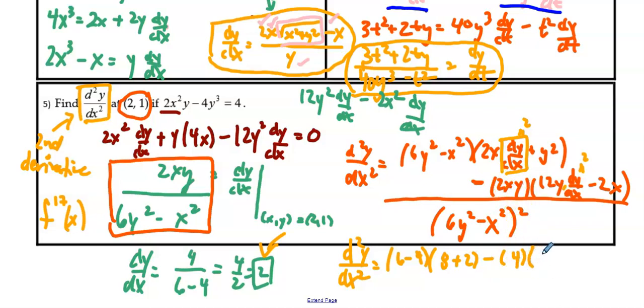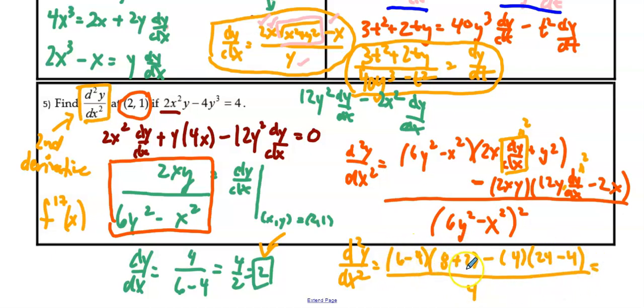I'm just doing some plugging in here. We have 12 times y, so 12 times 1, and then 12 times 2 is 24. Minus 2 times 2 is 4. And we already know that this is 2. We found that right here, so it's just going to be 2 squared, which is 4. FRQ, ladies and gentlemen, leave it alone. We're good.